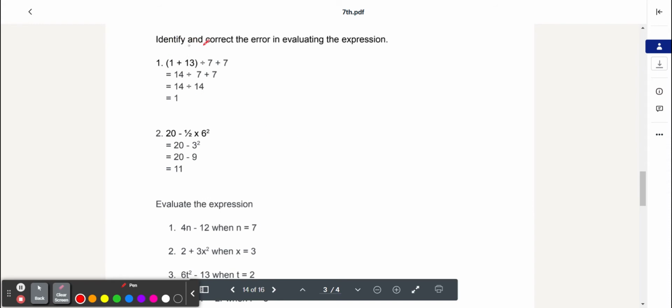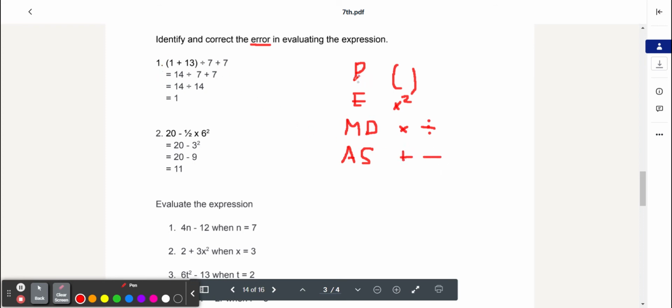Now for these problems, we have to identify and correct the error in evaluating the expression. So here you can see that some anonymous person has already worked out the problem, but they made an error. So we have to find it. We start with 1 plus 13 in parentheses divided by 7 plus 7. So just looking at it, you can tell that this is a PEMDAS problem. And if you remember, PEMDAS tells us the order in which we should solve a problem. So P stands for parentheses, E is exponents, x squared, and stuff like that. M and D are multiplication and division, and then addition and subtraction.